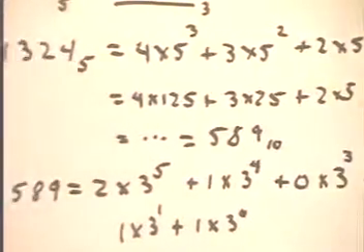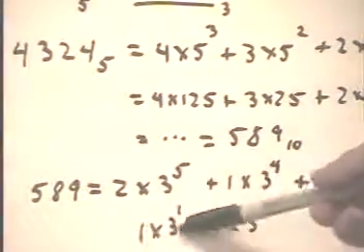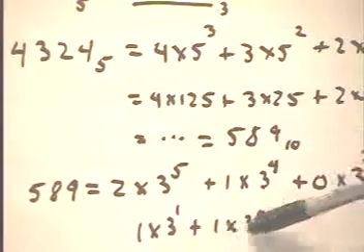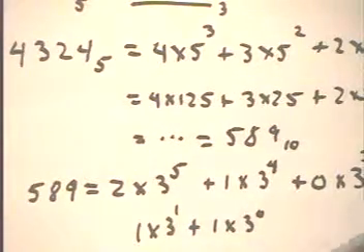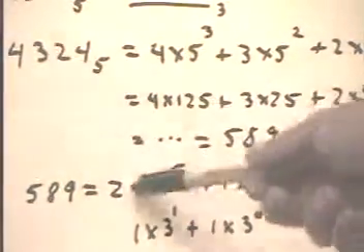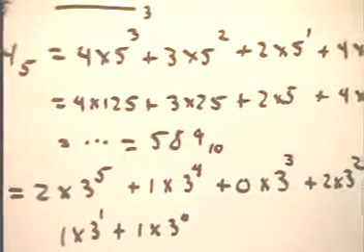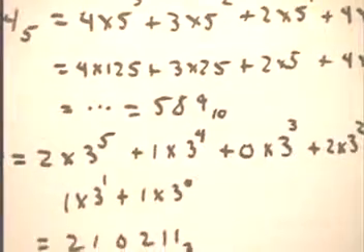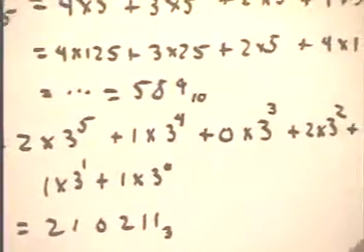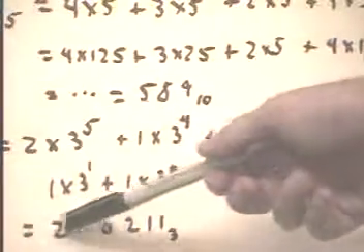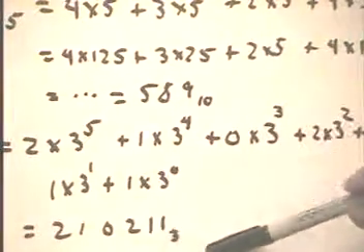And then, of course, to build up the 4, we're going to need a 3 to the 1st, which is a 3, and a 3 to the 0, which is a 1. That makes our 4. So we see we got 2, 1, 0, 2, 1, 1. And our base 3 number, therefore, is 2, 1, 0, 2, 1, 1, base 3.